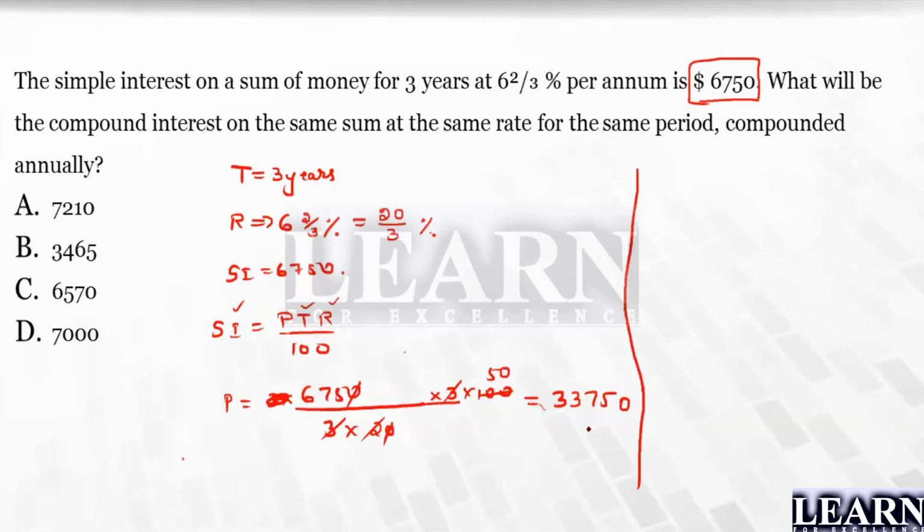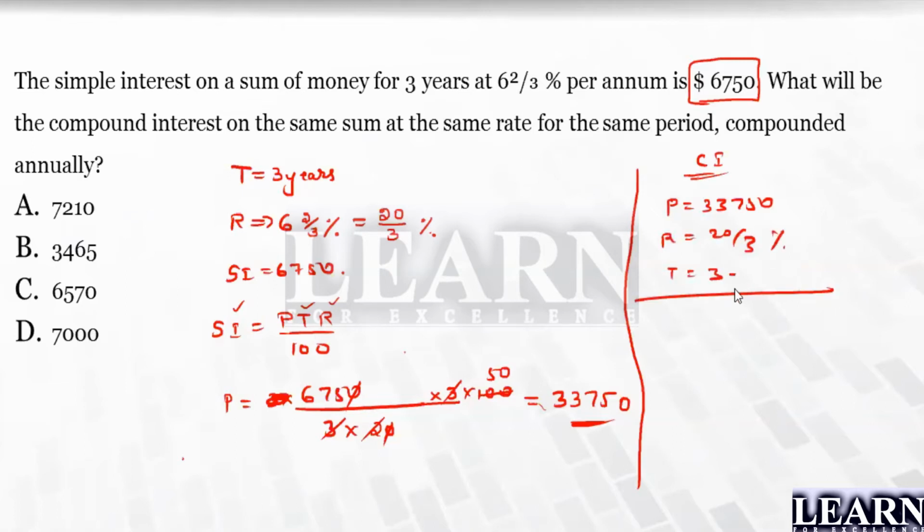After getting the principal, you have to find the compound interest. So the principal is 33,750, the rate is again 20 by 3 percentage, and time is 3 years. What is the compound interest? Again, you will be using the formula: Amount is equal to P into 1 plus R by 100 whole to the power N.